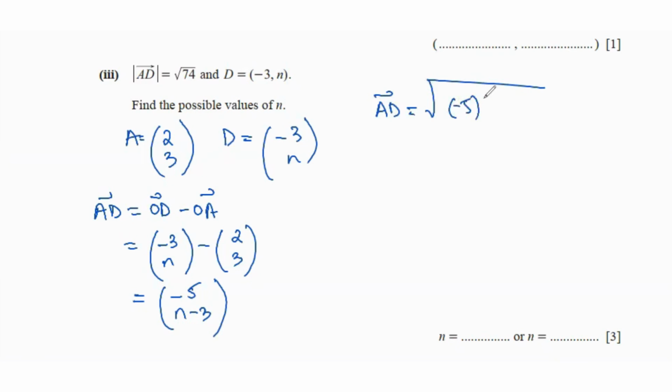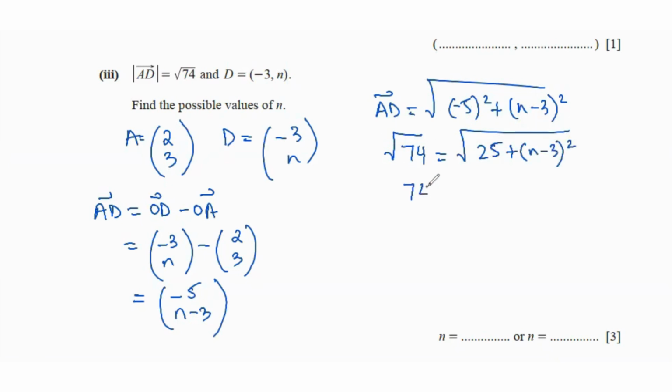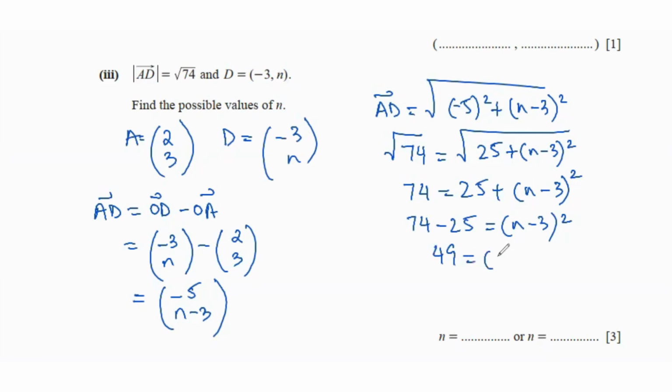So for the magnitude, it's going to be negative 5 squared plus n minus 3 squared, and this equals root 74. So that's 25 plus n minus 3 whole squared. The roots get cancelled out. So 74 equals 25 plus n minus 3 squared. 74 minus 25 is n minus 3 whole squared, which is going to be 49. Square root both sides, so that's going to be plus minus 7 equals n minus 3.